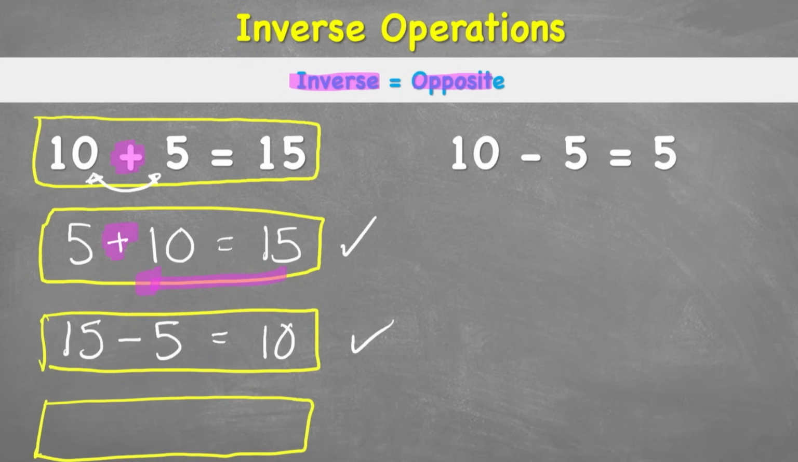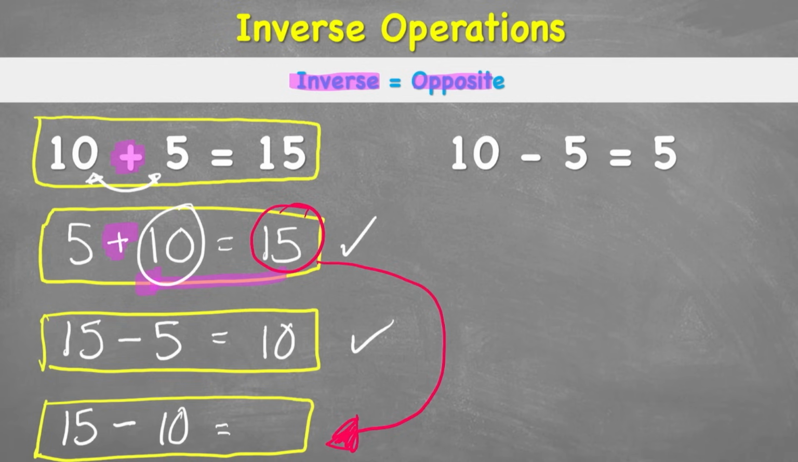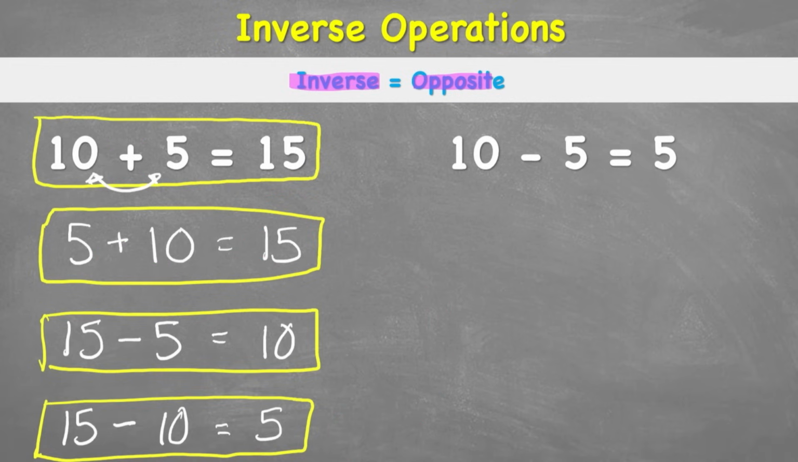And then the last one should be the inverse of this one here. Let's check it, and let's go backwards by starting with our 15. So let's put 15 and again subtract 10 this time is our next number, equals, and our last number should be 5. 15 subtract 10 equals 5. And here we go. Here are 4 number sentences in the same number family.